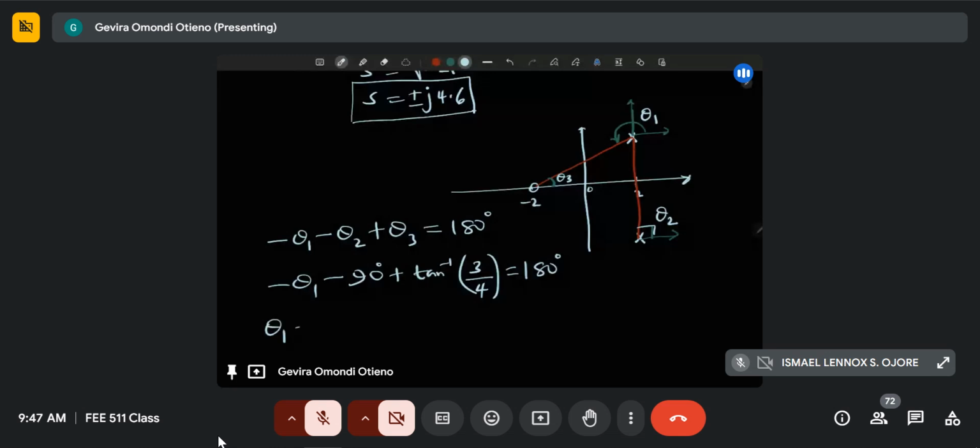So theta 1 should be equal to minus 90 degrees plus, what is the inverse tangent of 3/4? Somebody please, inverse tangent of 3/4.